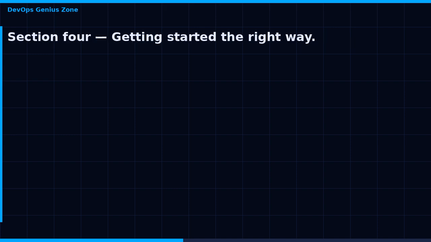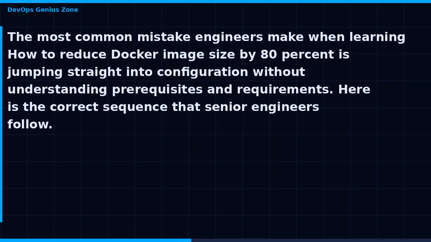What exactly are you trying to solve? What does success look like? What are your constraints around security, cost, and performance? 5 minutes of requirements thinking prevents 5 hours of rework. Second, start with the simplest working setup. Get something running end to end before adding any complexity.